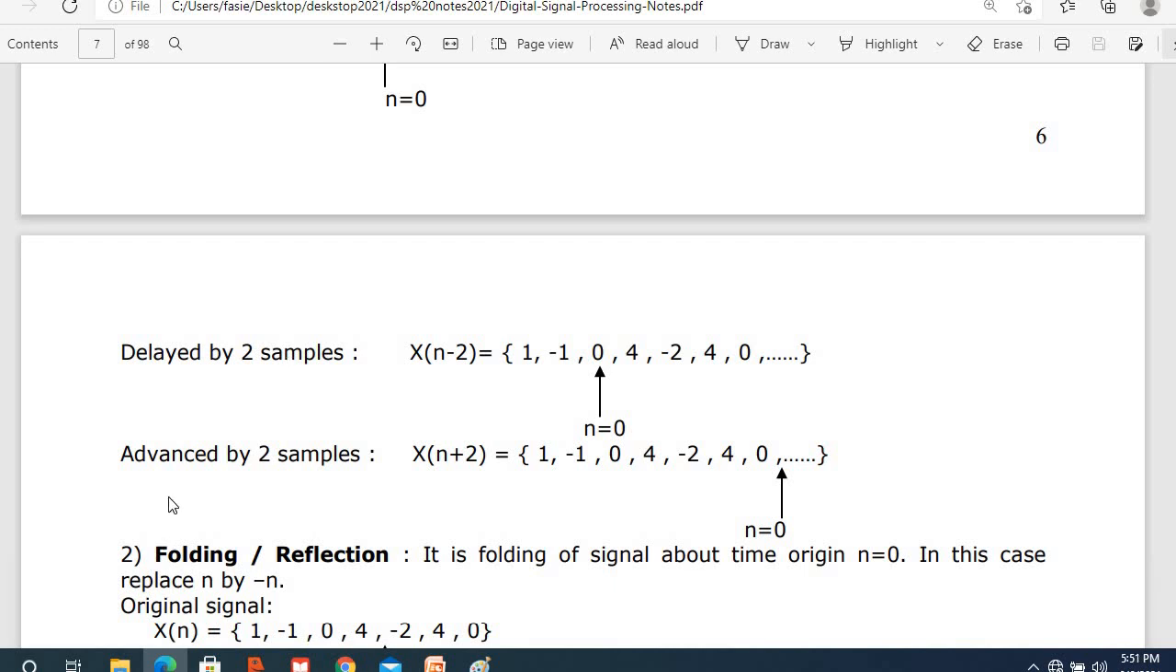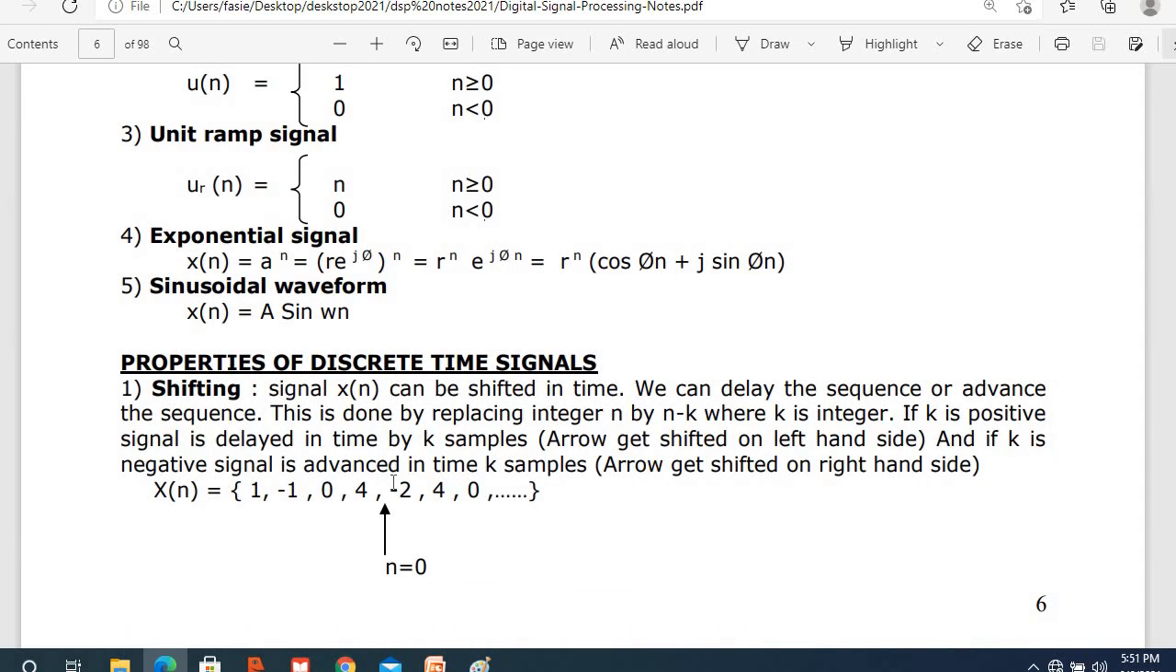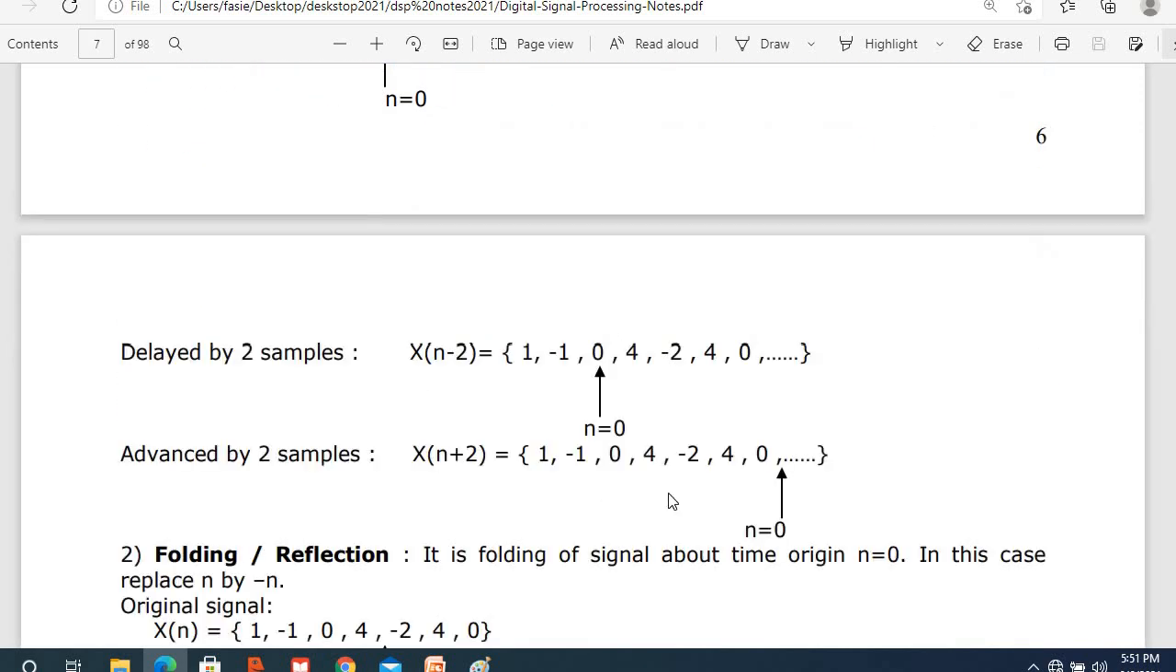Similarly, if you advance, in the sense x of n plus 2, what will happen? This particular signal, instead of going to the left hand side, will move to the right hand side. So here, instead of starting from -2, we are moving it in this other direction. This is called delaying the signal and advancing the signal. That is called the shifting property of any given discrete signal.